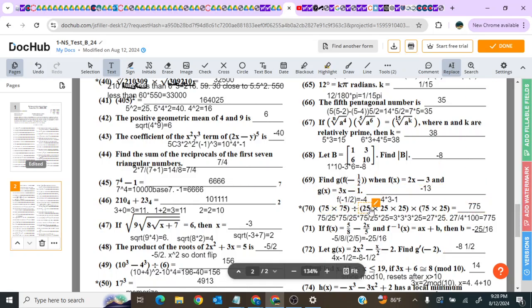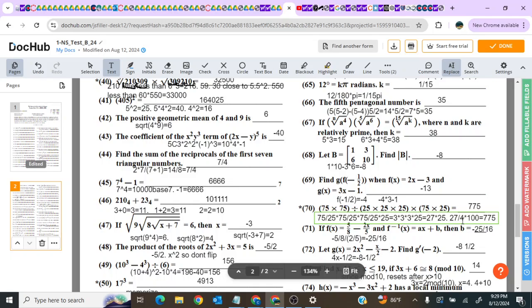75 times 75 divided by 25 cubed times 75 times 25. Well, let's assign these multiplying by 25 to their corresponding divide by 25. So 75 divided by 25 times 75 divided by 25 times 75 divided by 25. And then there's a 25 left over. So all those convert to 3. So 3 cubed times 25, 27 times 25, which, if it makes things easier, 27 over 4 times 100, and you get 675.